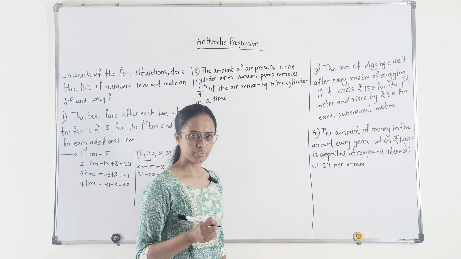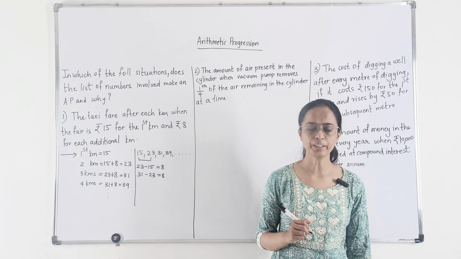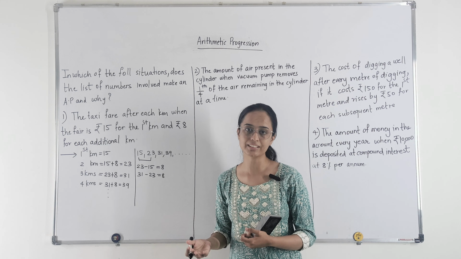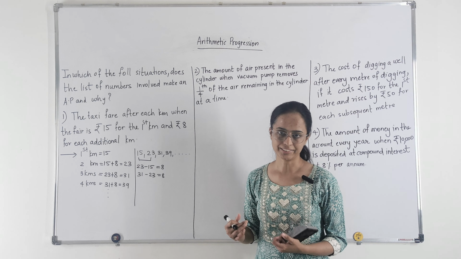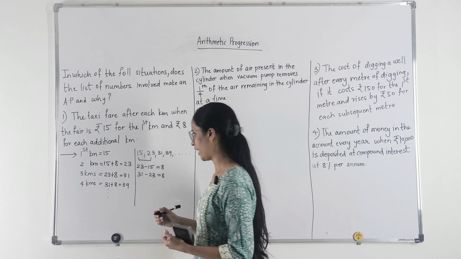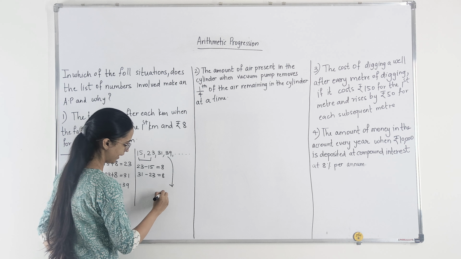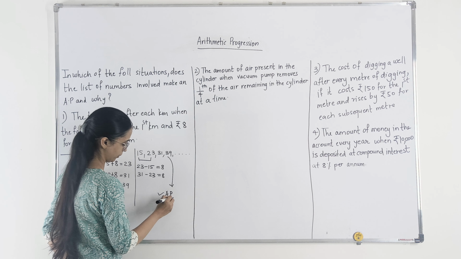If you want to confirm whether the common difference is coming out to be equal or not, you just have to calculate for the first 2 pairs of terms, that is 15, 23 and 23, 31. So here 23 minus 15 is 8, 31 minus 23 is 8. So the difference is coming out to be equal. So we can consider this as the common difference, and that is why this particular sequence is an arithmetic progression.